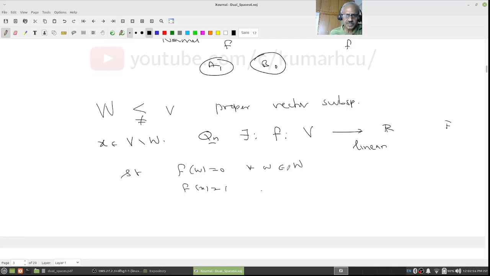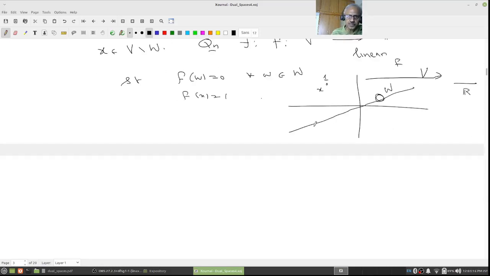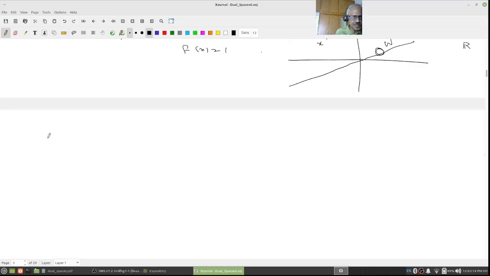You understand the question? Think of this: this is my V, this may be my W, and I have an x here. Then what do I want? I want a linear map f from here to R, so that it must be 0 here and 1 at this point. The proof is deceptively simple. The answer is yes. Let us prove it.